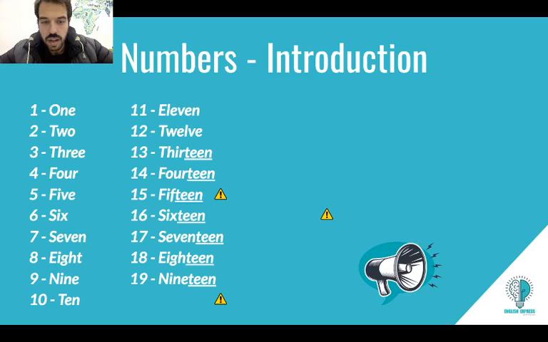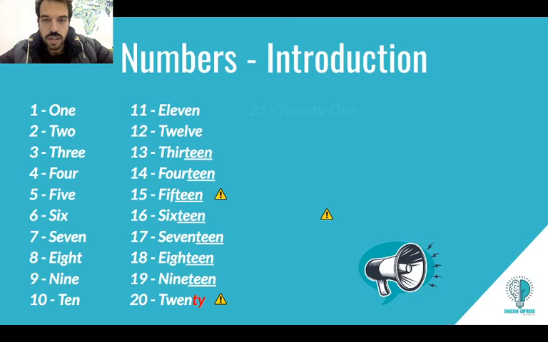Next one. After 19, we have number 20. Number 20 also has an alert over there, okay? Why? Because we can pronounce 20 or 20 without the letter T. In this case, 20 and 20 are correct. The two are correct, okay? It's just related to the accent of the person who speaks English, right?